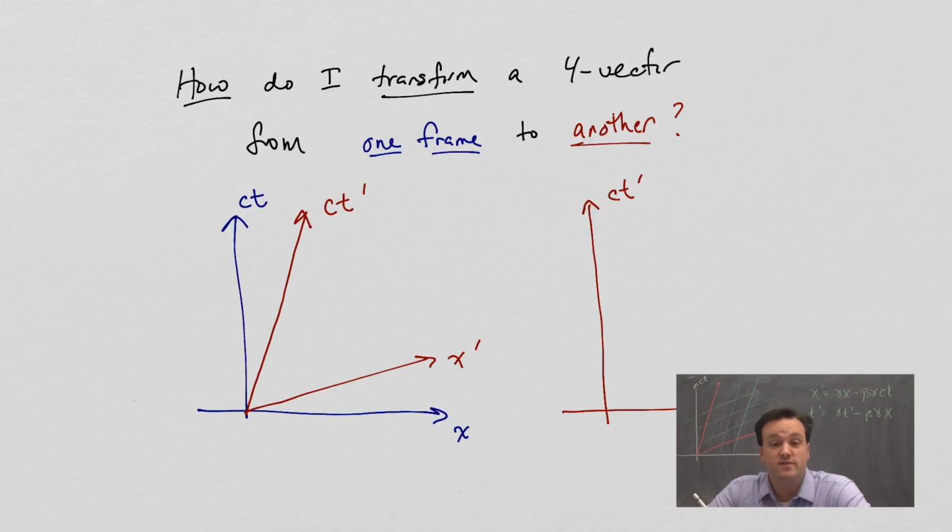So now I can start to visualize what it might mean to take some vector that, say, exists in the red plane and transform its coordinates or transform its components so that I can write down that vector mathematically in the blue frame. Right? Because if I take some vector over in the red frame, it's going to have a different value of CT and a different value of X. Its X and CT components are going to be different in the blue frame than they were in the red frame.